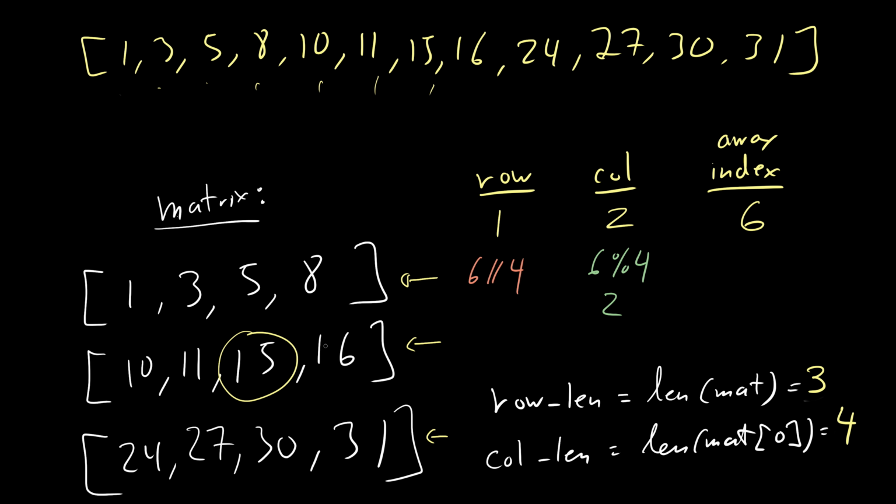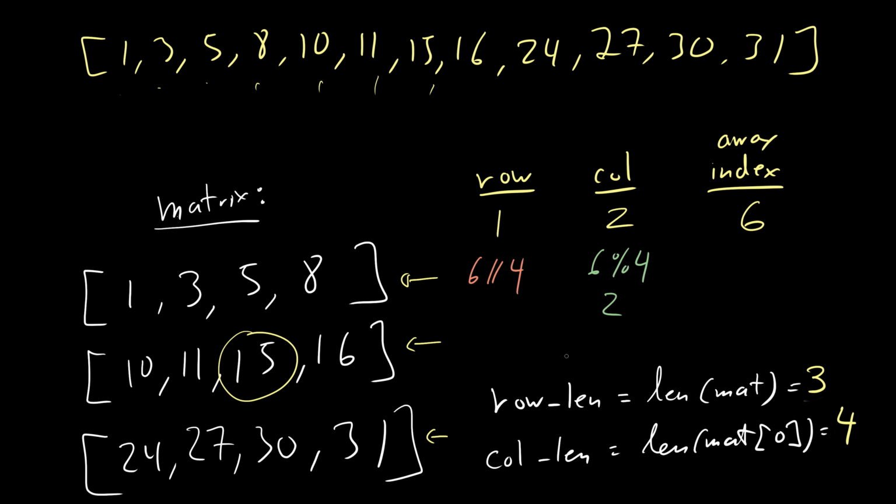0, 1, 2. So that's pretty much how you map from the array index to row and column. So then what you do is you just do a normal binary search, but each time you want to select a number, you want to select your middle. What you want to do is just map the index into a row and column. And then that's what you do.